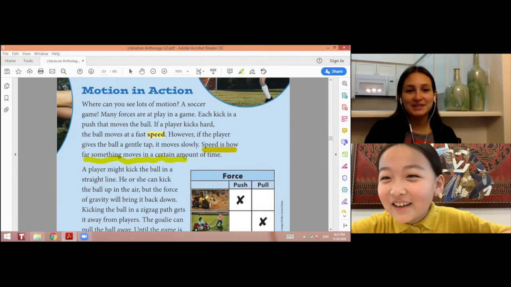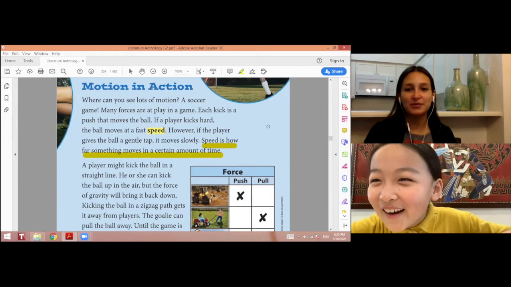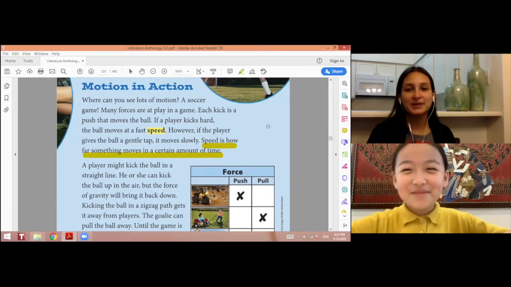Oh, wow. It fixed itself. It's like magic.